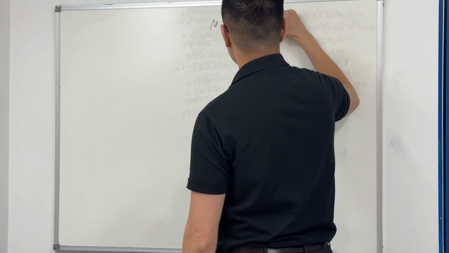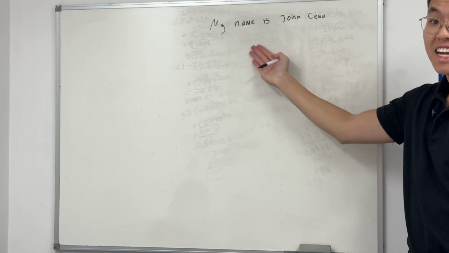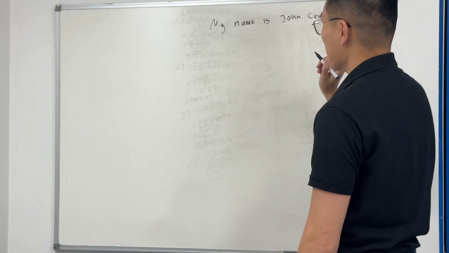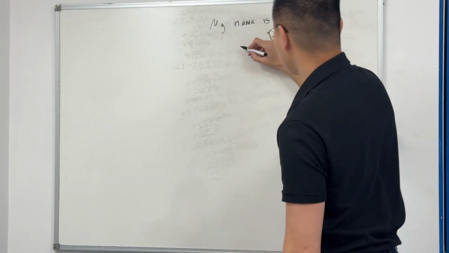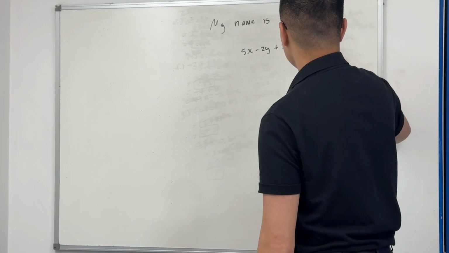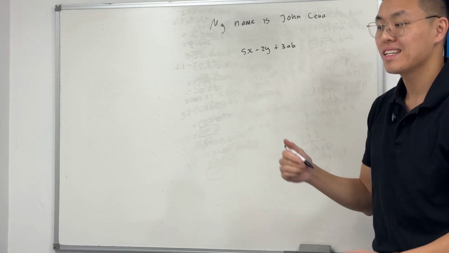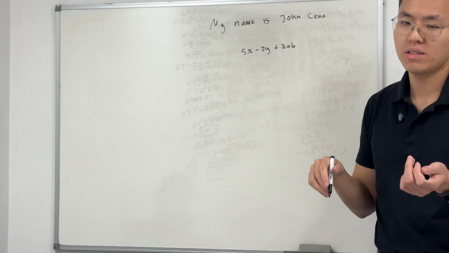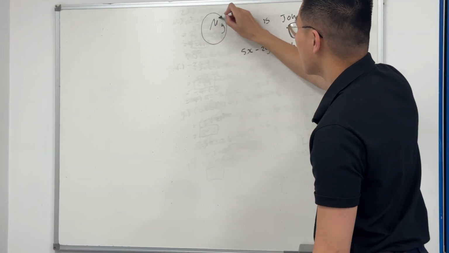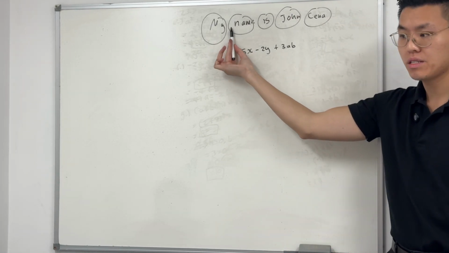My name is John Cena. This is an English sentence. Have you guys seen this before in English? Okay, this is a sentence in English. This is a sentence in algebra. Also known as an algebraic expression. That's the proper term for it. We don't call it a math sentence. The individual words in here are my name is John Cena. And we know that because there's a gap between each word.